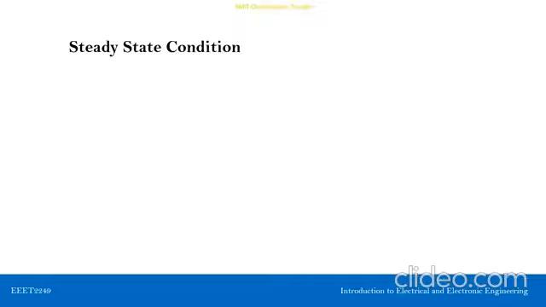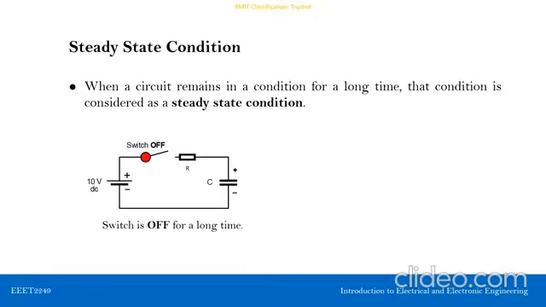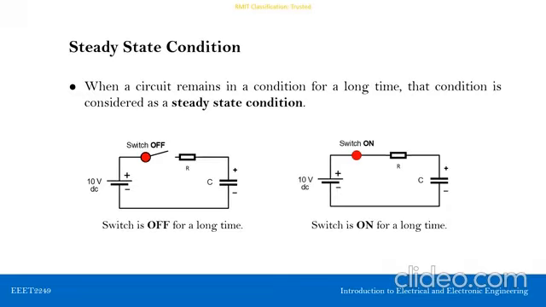Now, at the beginning, let's discuss the steady state condition. When a circuit remains in a condition for a long time, that condition is considered a steady state condition. For example, if a circuit remains in a condition such that the switch is off for a long time, we say that the circuit is in a steady state condition. Similarly, if the switch is on for a long time, we say that the circuit is in a steady state condition.